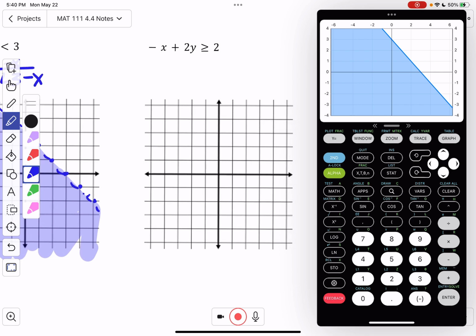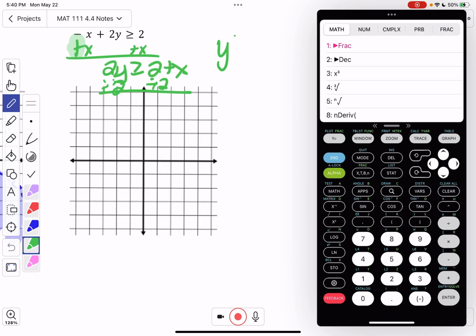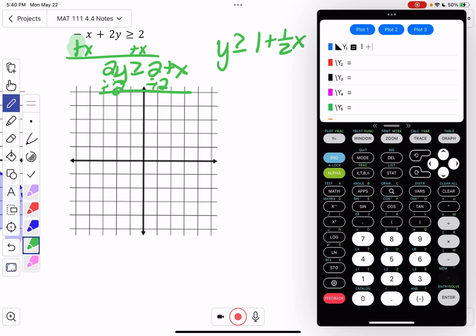Okay, I would pause the video to try this one and then check and see how you did. So I'm going to move the x by adding it. 2y is greater than or equal to 2 plus x. I'm going to divide everything by 2. So we get y is greater than or equal to 1 plus 1/2 x. In my y equals 1 plus 1/2 x, we want to change this to the greater than.